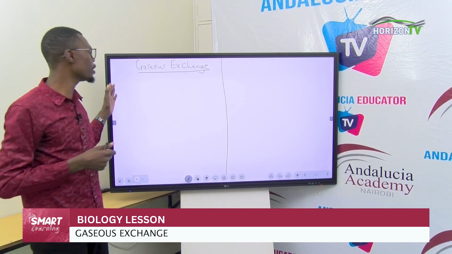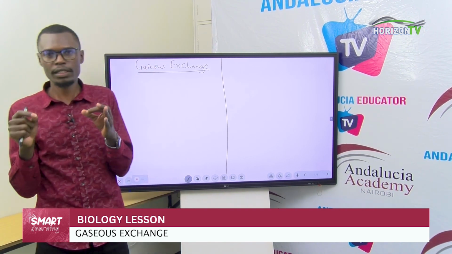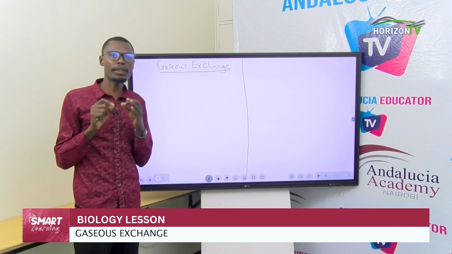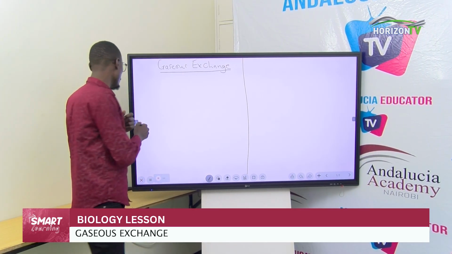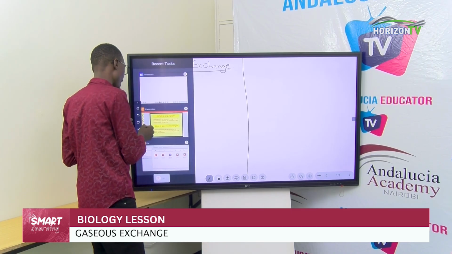The organ that we use in gaseous exchange is called the lungs. Majorly, we use the lungs. So the lungs, we will know the structure of the lung. How do the lungs look?